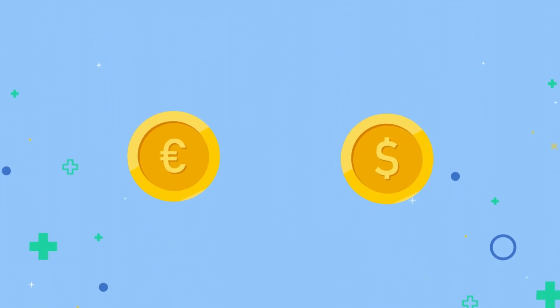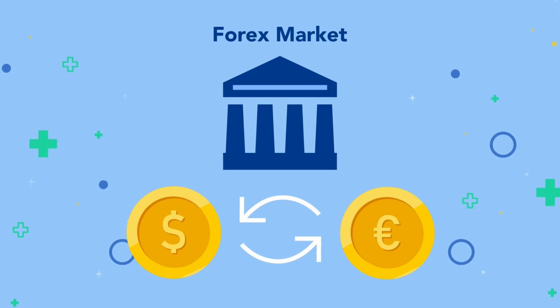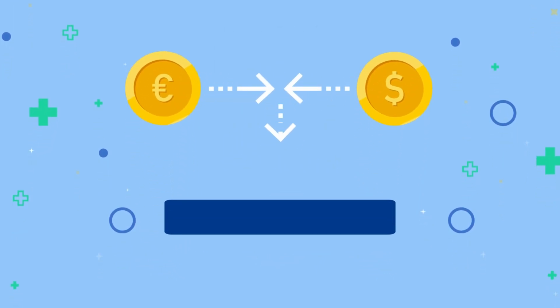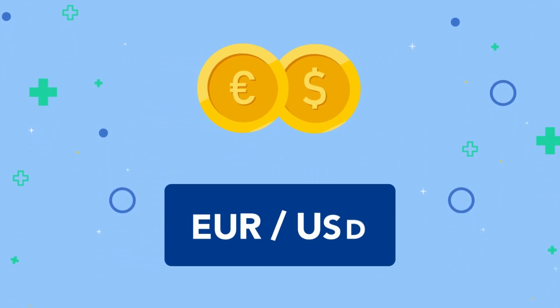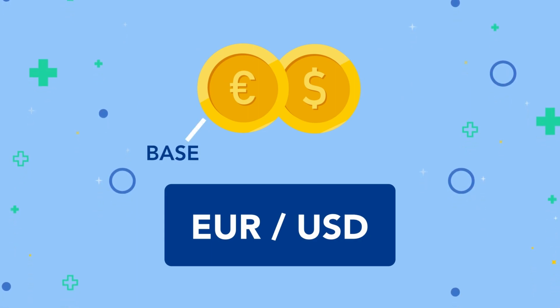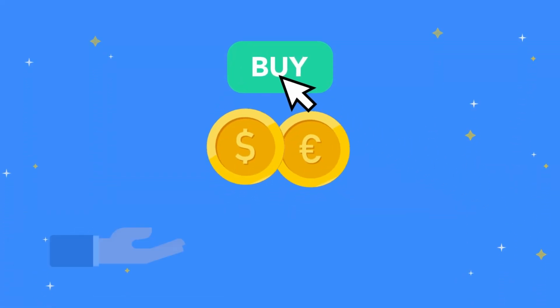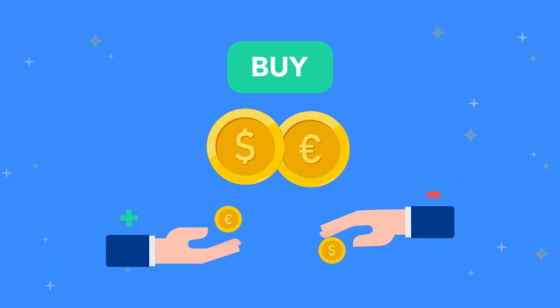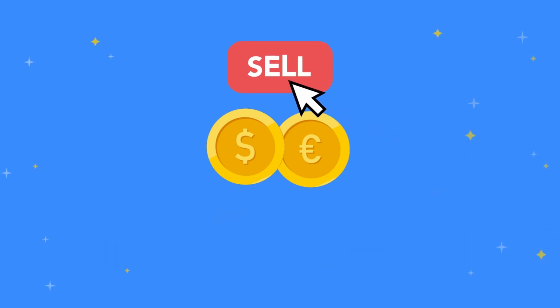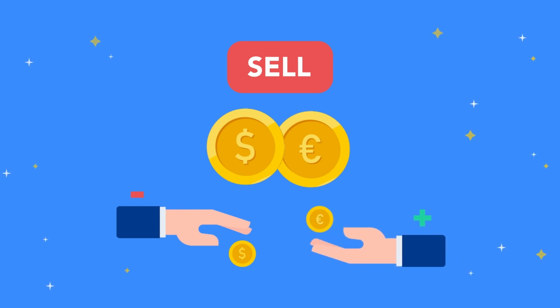A currency pair is the quotation of two currencies being traded against each other in the Forex market. It's like a single unit that you can buy or sell. For example, EUR/USD is a currency pair where EUR is the base currency and USD is the quote currency. When you buy a currency pair, you're buying the base currency and selling the quote currency. And when you sell a currency pair, you're selling the base currency and receiving the quote currency.